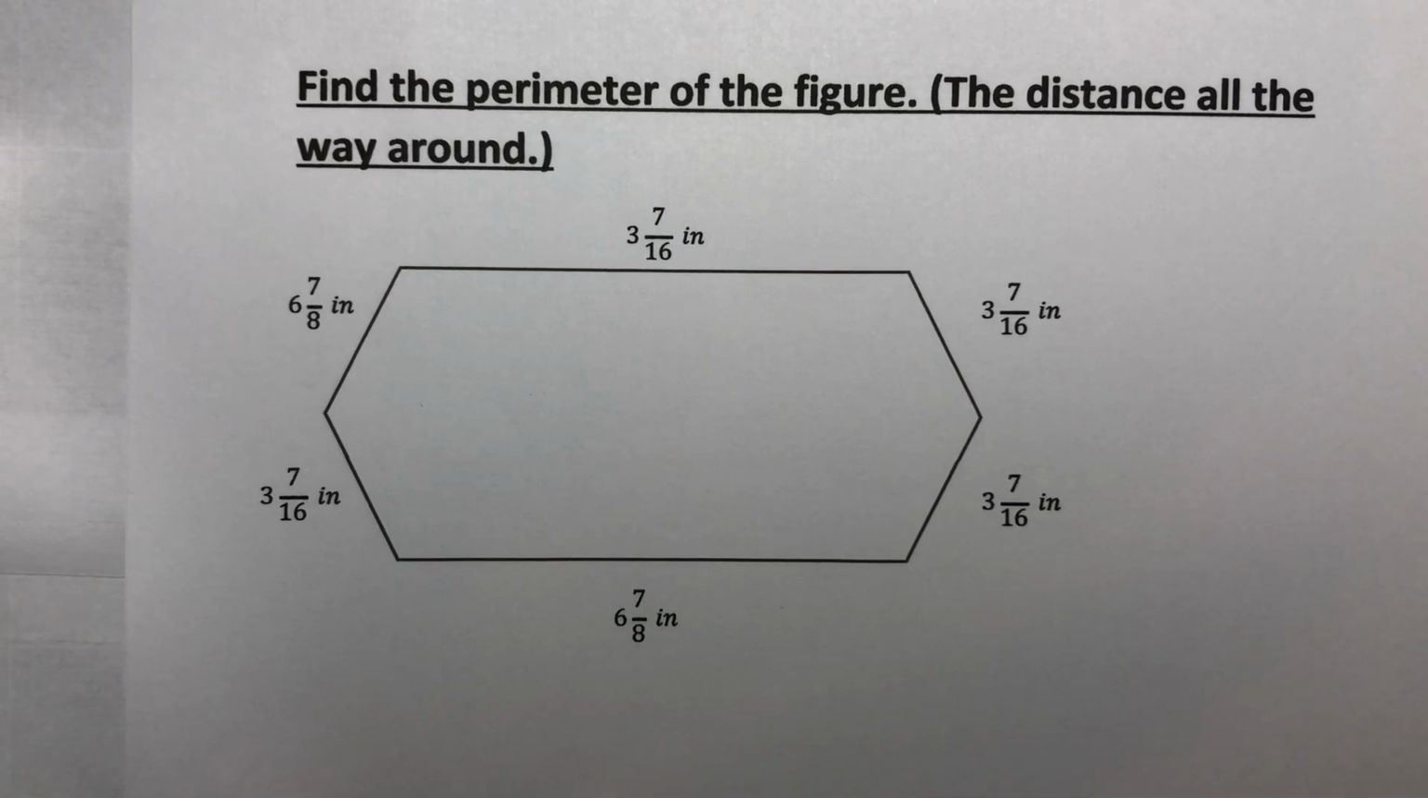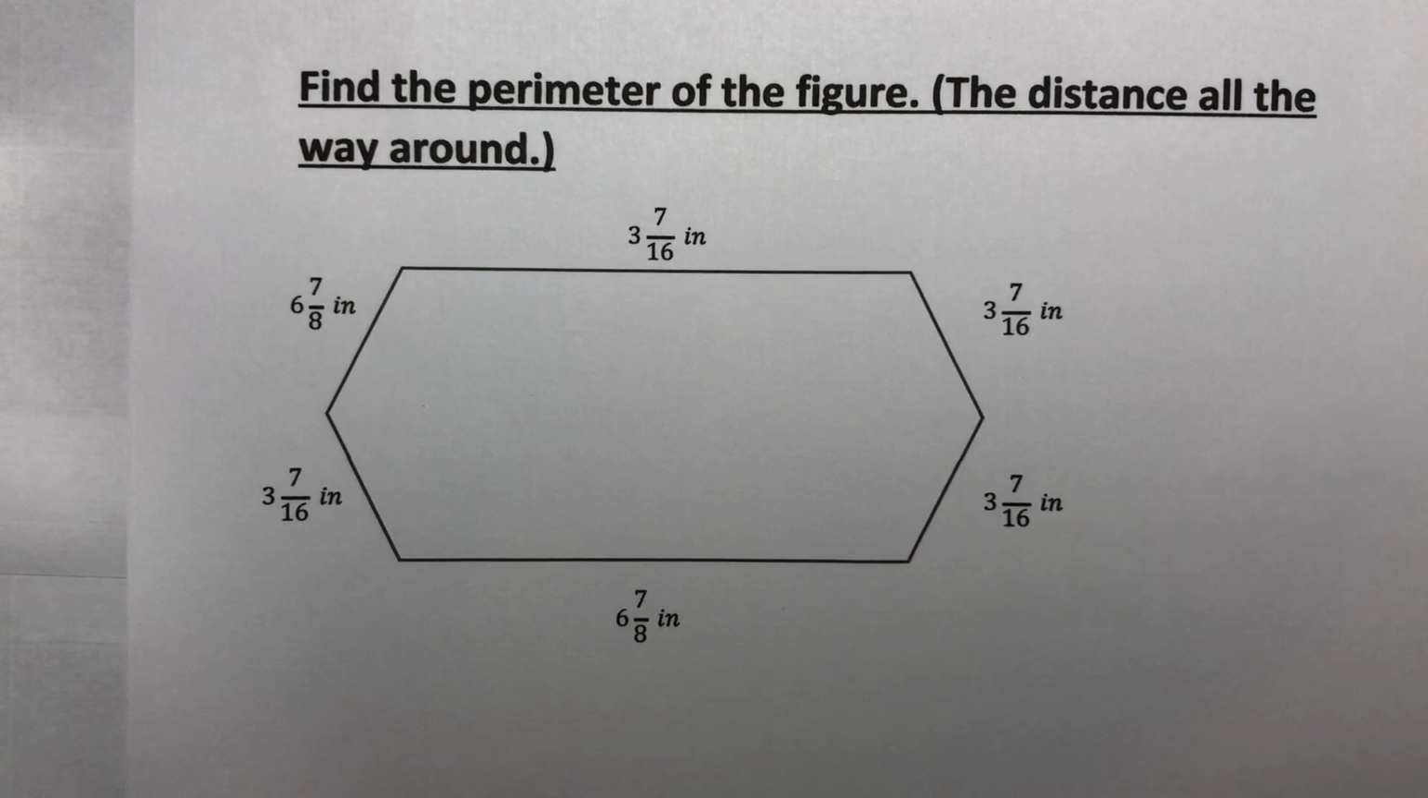Okay, this is the fraction review part 10. This is an applied problem, and there are several different ways you can work this. We're asked to find the perimeter, which is the distance all the way around these figures. So really, all we're being asked to do is to add up all these numbers, right?